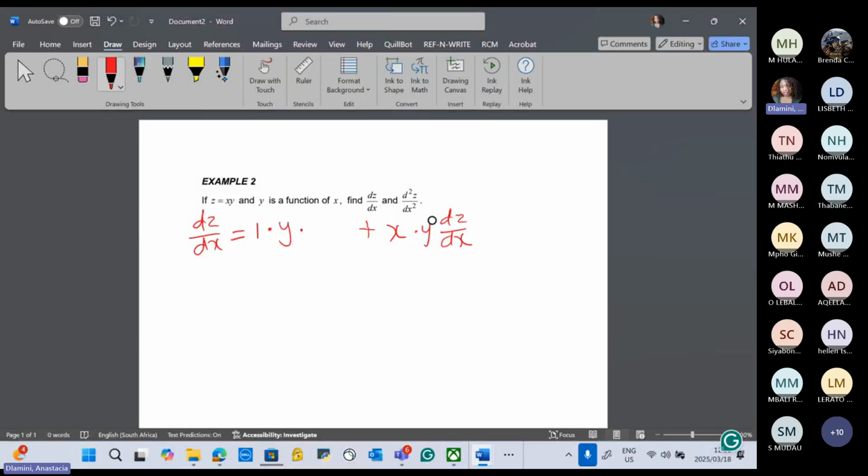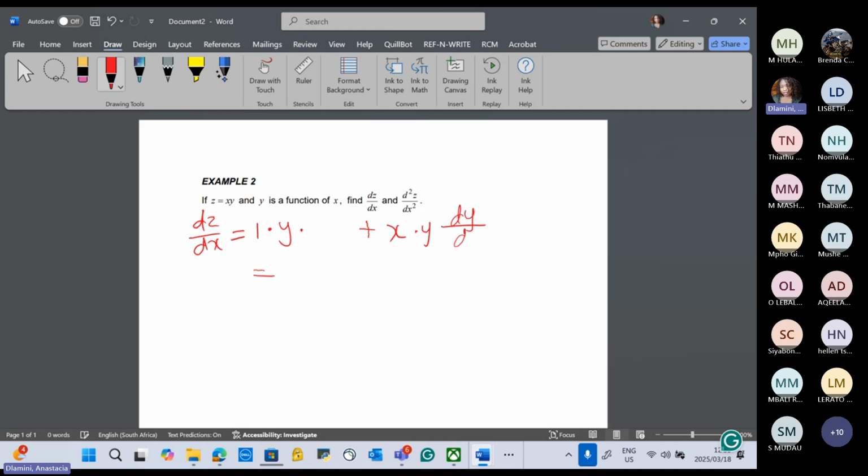Okay. Anyone? Do we all agree? Yes or no? Ma'am, I've got a question. The dz over dx must be for x. The what? I think y. Okay, let's start with the lady. I hear a voice of a lady and then we come to the gentleman. I was saying the dz over dx, the one in front of y. It's supposed to be dy over dx of x.